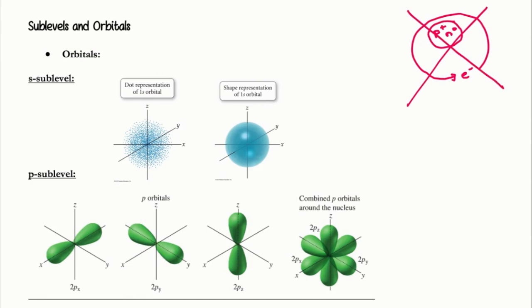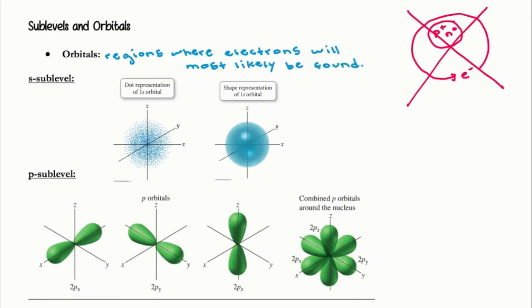Electrons do not rotate around the nucleus, and instead they exist in what are called orbitals. Now, orbitals are regions where electrons are most likely going to be found. So one such region is the s orbital. Notice the s orbital here is a sphere.